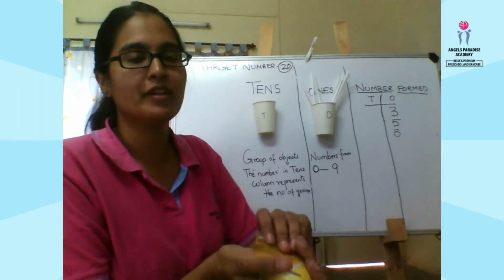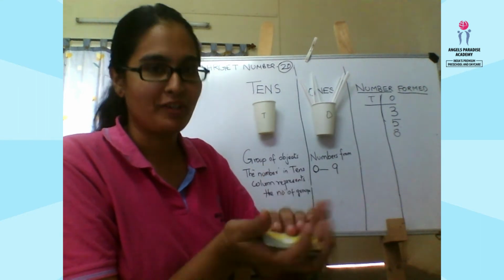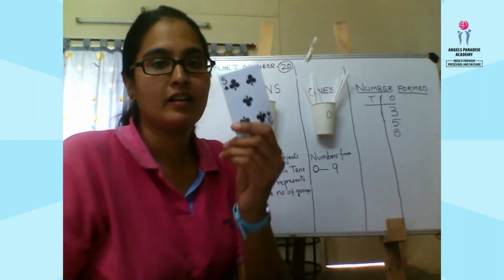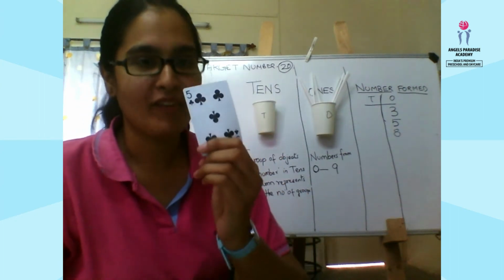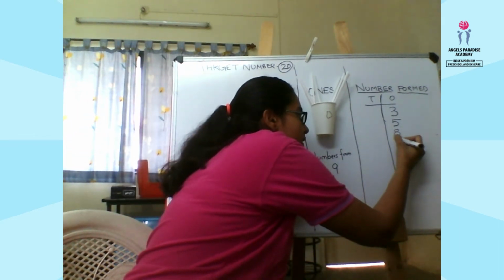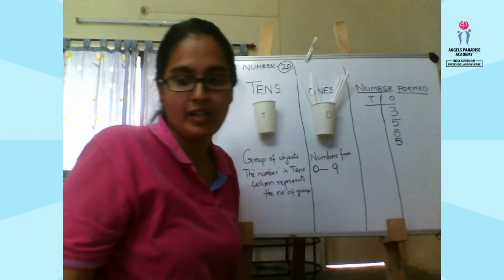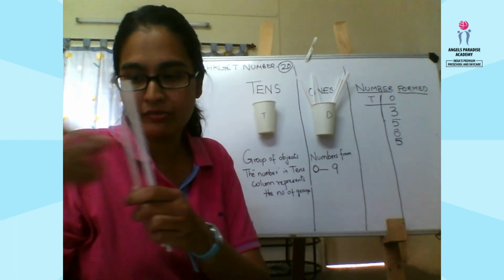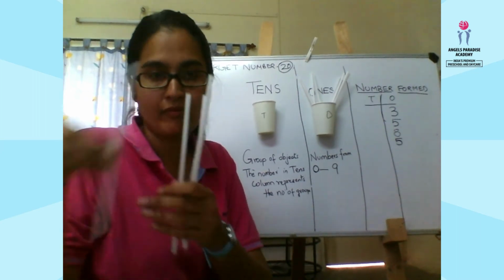Okay, so now we are going to shuffle it. Again it is number 5. Again I am going to write number 5 here. Okay. Write number 5 and again I am going to pick up 5 straws. 1, 2, 3, 4, 5.